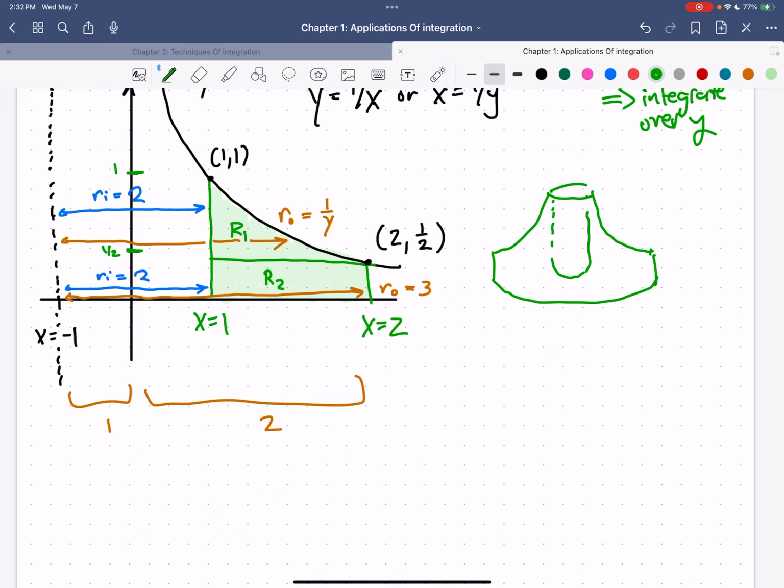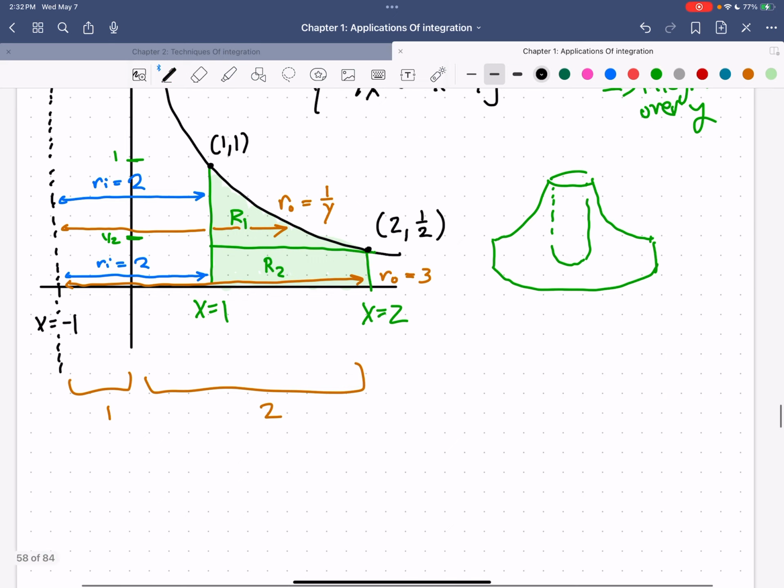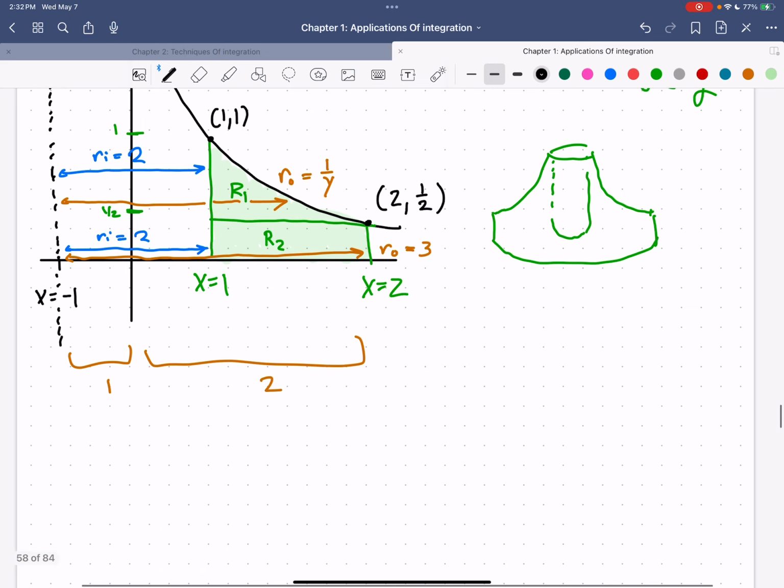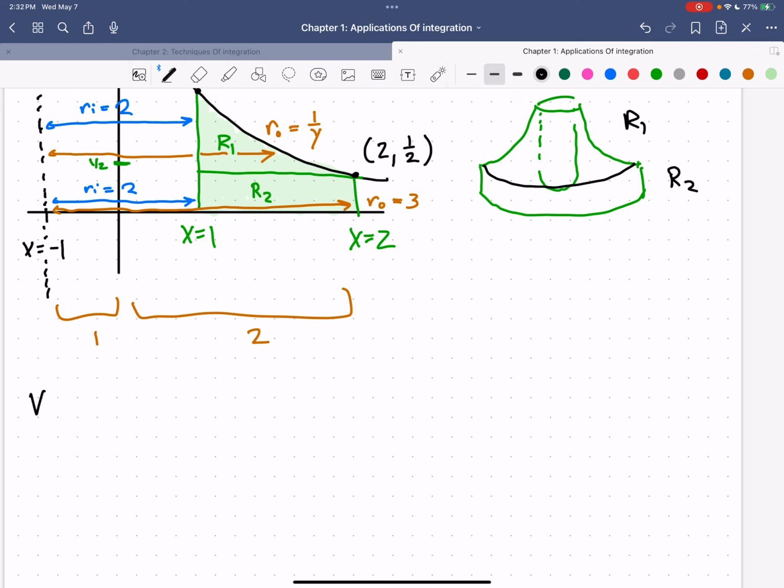And then the range of y values that we use for R2 is going to be from 0 to 1/2. So again, if we want to split it up into two here, this is the solid of revolution that we get from R1, and this one is R2. And so then the total volume is going to be, okay, I'm just trying to find the nice way to label everything. Let's do the one for R1 here.